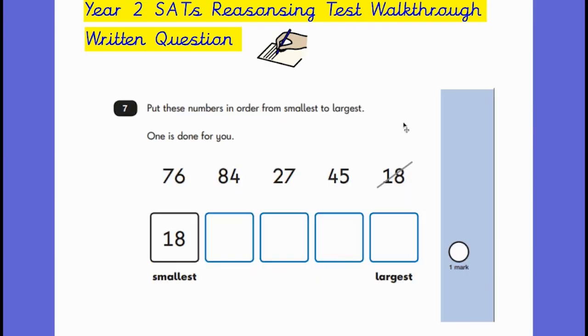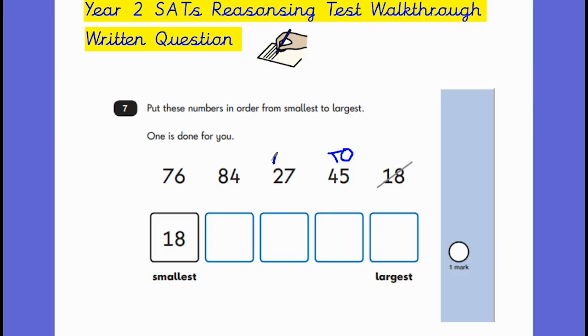Next question. So question 7, put these numbers in order from smallest to largest. So this is assessing the children's knowledge of 2-digit numbers and being able to identify which numbers have the most tens and ones, and therefore being able to put them in order. So 18 has been done for us.